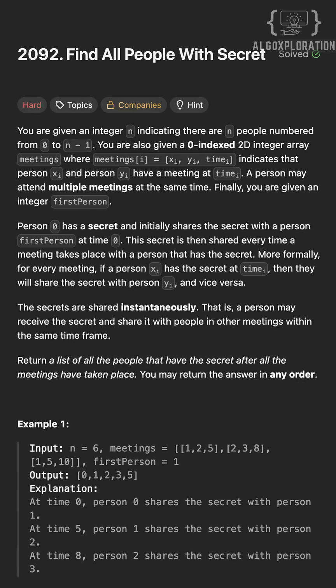Today's challenge. Person 0 has a secret and shares it at time 0. When people meet, they share secrets instantly. Multiple meetings can happen at the same time. How do we track who knows the secret after all the meetings?